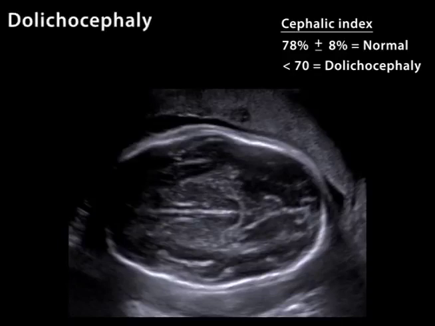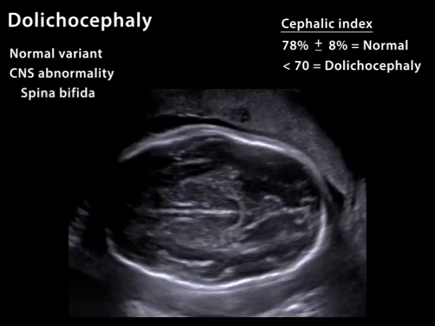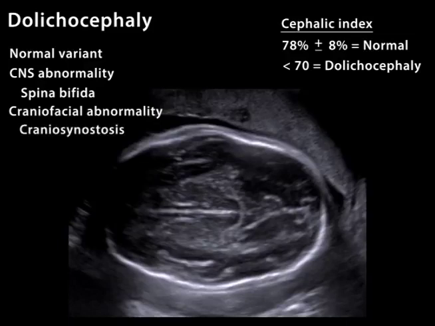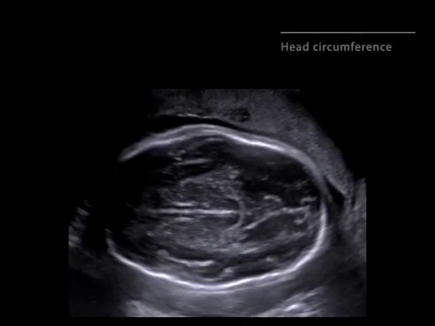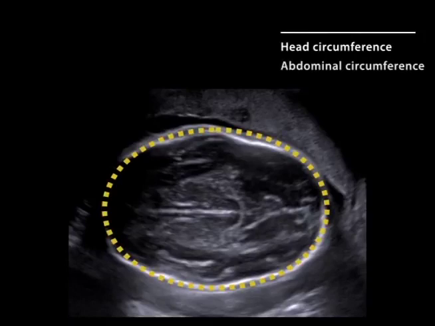Dolichocephaly may be a normal variant or may be observed in the setting of a central nervous system abnormality, such as spina bifida, a craniofacial abnormality, such as craniosynostosis, or may be positional due to oligohydramnios or breech presentation. With dolichocephaly, only the head circumference, abdominal circumference, and femur length should be used to calculate gestational age.